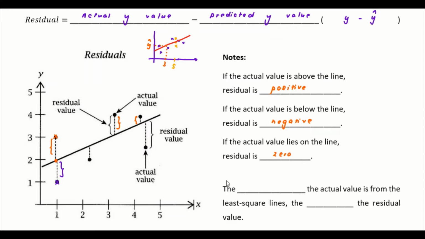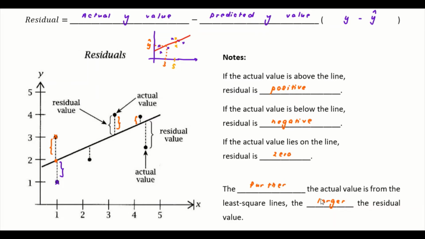So in other words, if you have a point that is very far away from the regression line, the residual value will become larger. Okay, so the further the actual value is from the least square line, the larger the residual value. It's the same thing: if the actual value is nearer to the regression line, the smaller the residual value is.